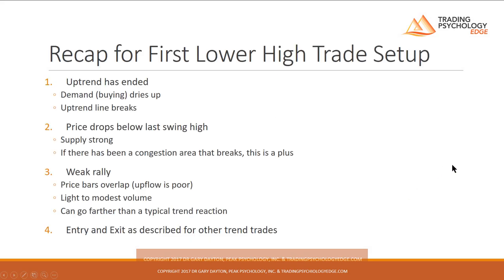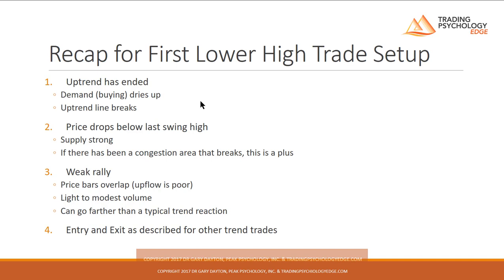Okay. So then indeed, I did call this first lower high. That's good that I remembered that. Frankly, it doesn't matter what you call them as long as you can see what's going on, right? That's what you really want to be able to do. What we label them is really not important. So again, it's the same thing, just in reverse for the first lower high. The uptrend is ended. The demand dries up. Any uptrend line breaks. Price drops below the last swing low. Supply is going to be strong.